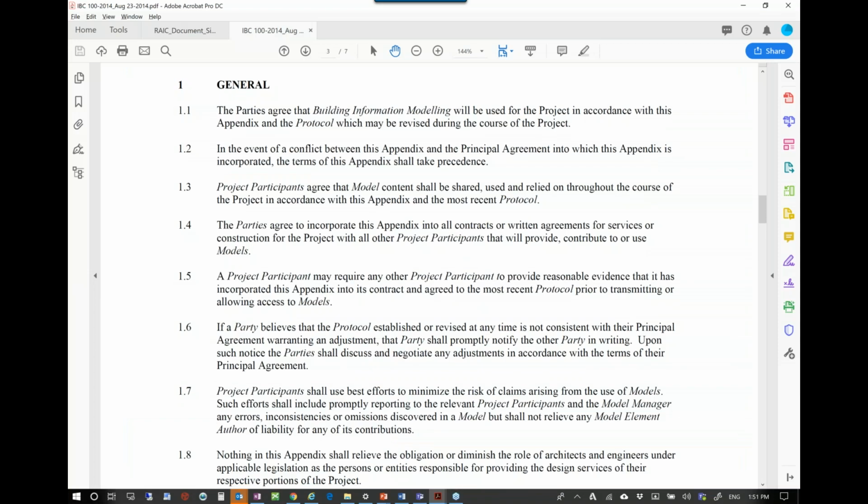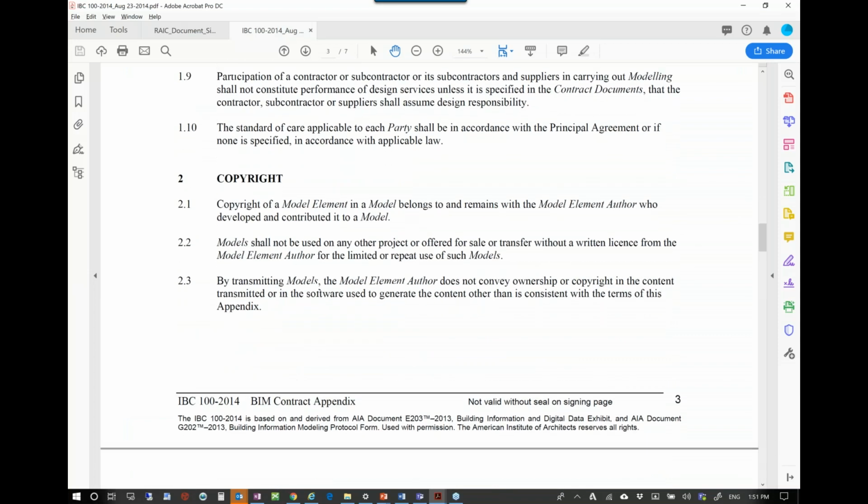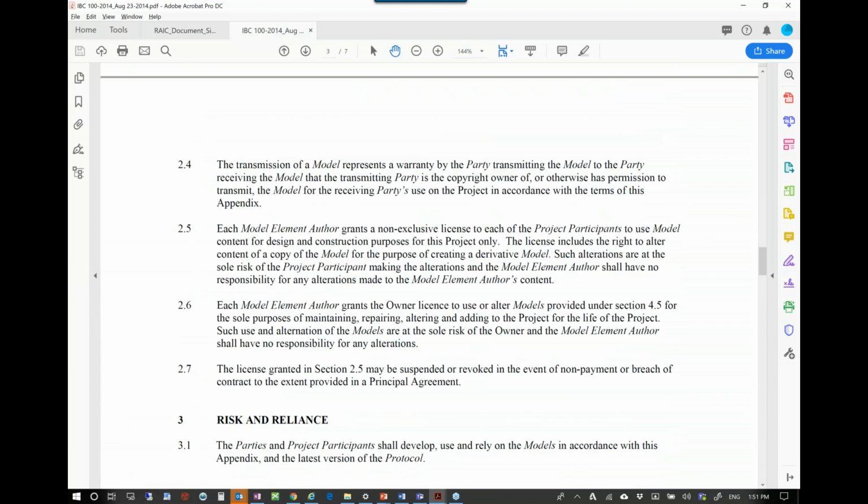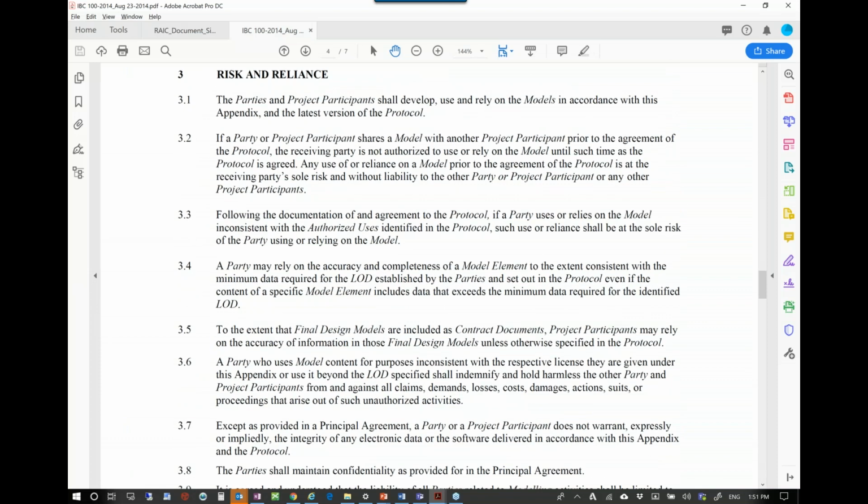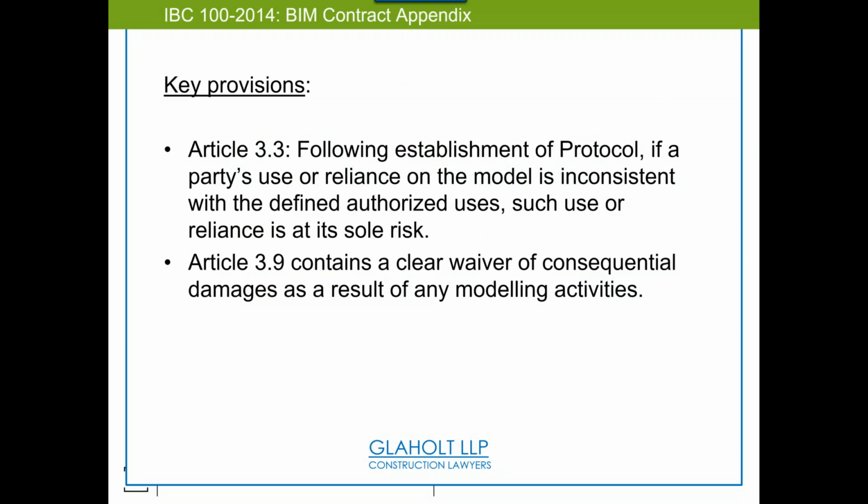Section 3, let me just go back to the contract here. So this is going through the copyright piece, the sharing, and then Section 3 talks about risks and reliance. This is saying, with the protocol, if your use or reliance on the model is inconsistent with the defined uses, it's your risk. That means I made the model for making my drawings, and you've decided to take it into a full-blown cost estimate, your risk. Because I told you my model is not meant for estimation. It's not a defined BIM use.